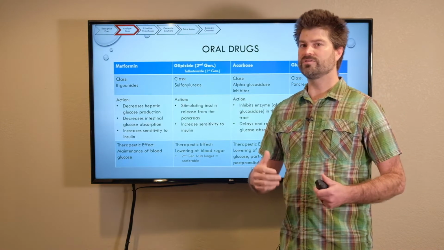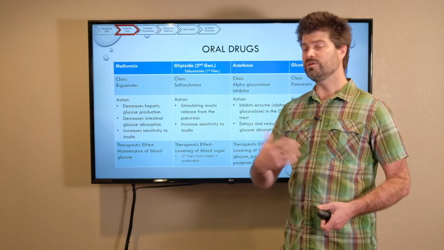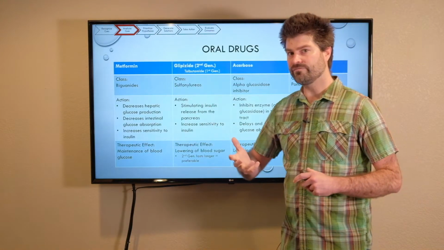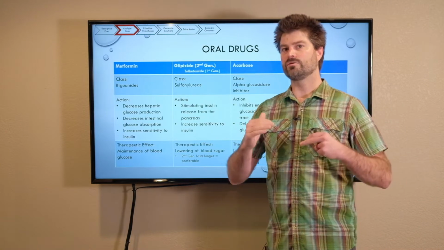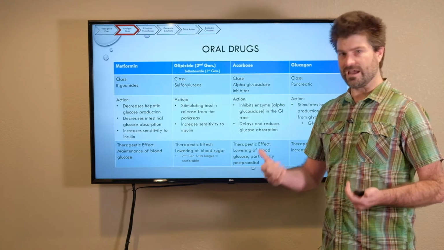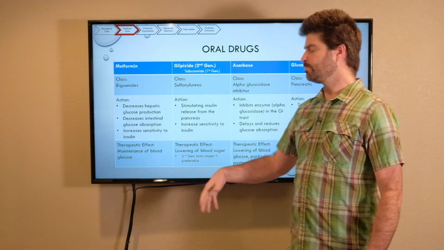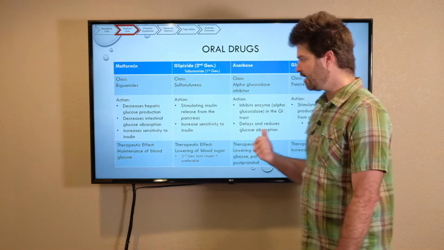So this is really a great drug for patients who are pre-diabetic or are doing a great job with those lifestyle modifications and able to maintain their blood sugars pretty effectively through modifiable things like diet, exercise, things like that. Therapeutic effect, lowering of blood sugar because it's diabetes and that's the name of the game.